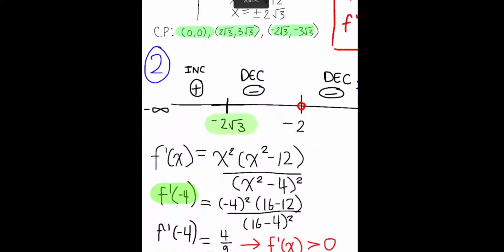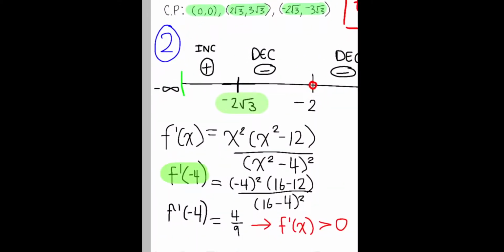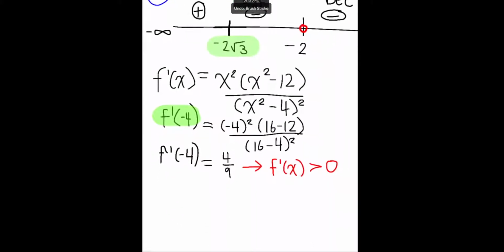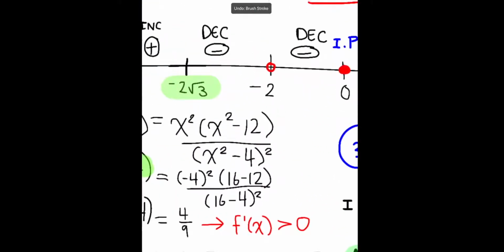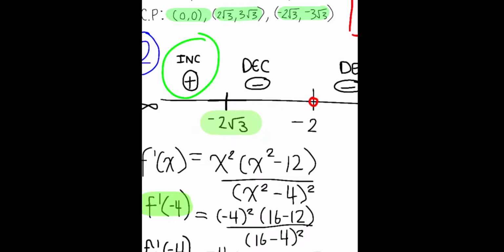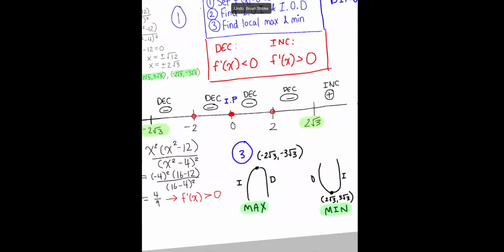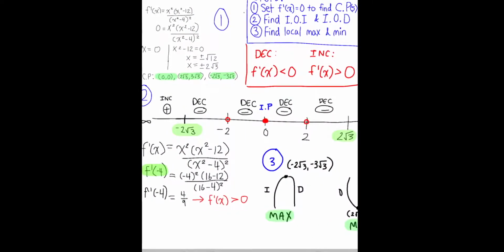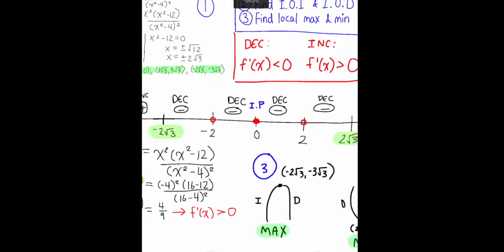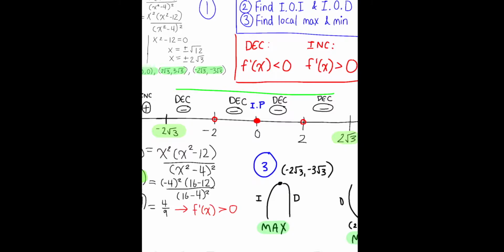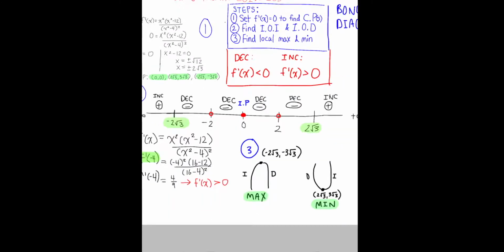So for example, between negative infinity and -2√3, that interval specifically, we can take x = -4 and sub it into the equation for the first derivative that equals 4/9, which shows that the first derivative is positive and therefore an interval of increase. And so we apply this to every single interval, and the only intervals that are intervals of increase are at 2√3 and -2√3, and everything else is an interval of decrease, meaning that there's only one max and one min.